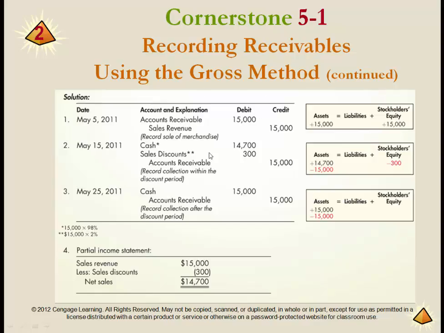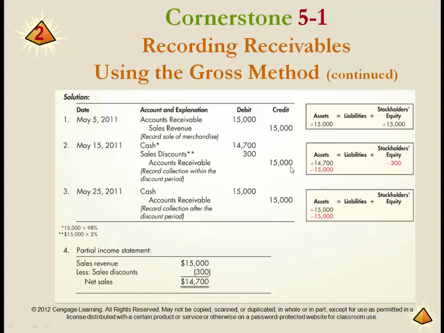So the first one says that they reported the sale at a gross level. So they sold stuff for $15,000. They reported a receivable for $15,000, and they reported sales revenue for $15,000. That's when they sold it. On the 15th, it appears that the customer paid and they took a discount. So what happened is the seller got a check in for $14,700. You notice 10 days, because the discount was 2/10 net 30. So they get it in 10 days. It was probably 2/10 net 30, excuse me.